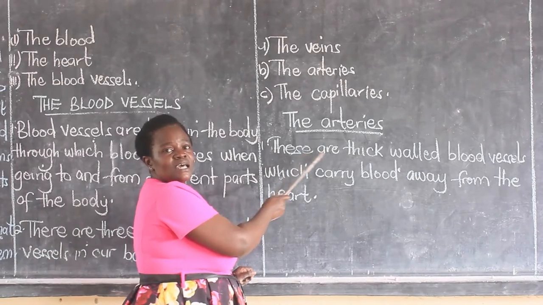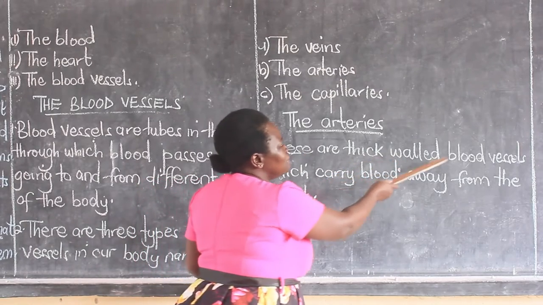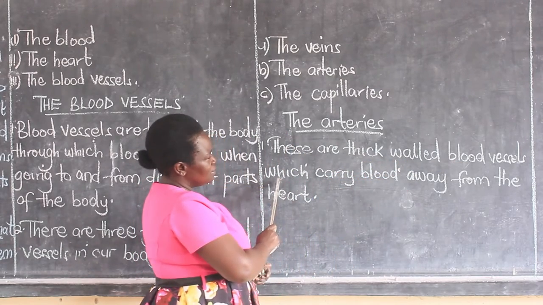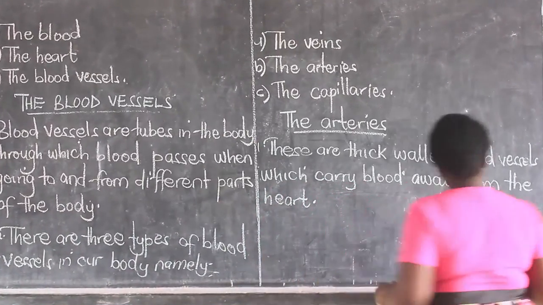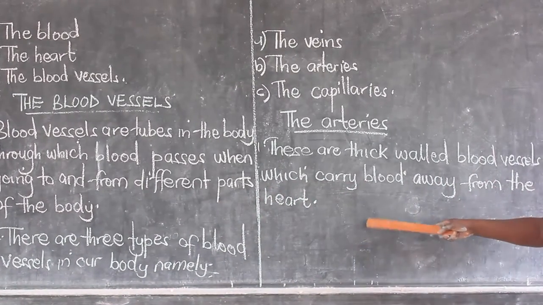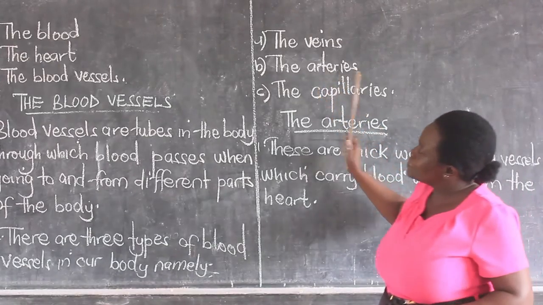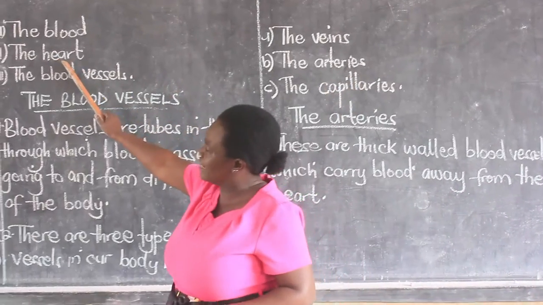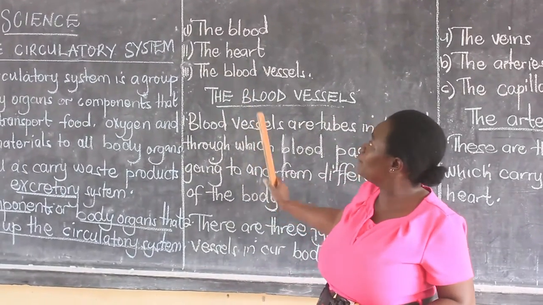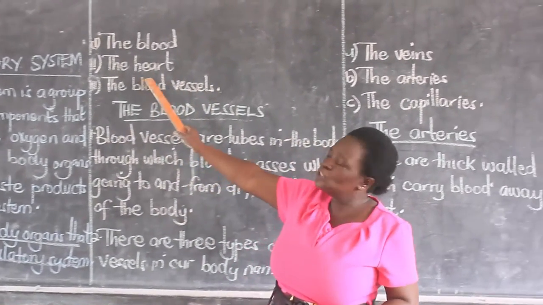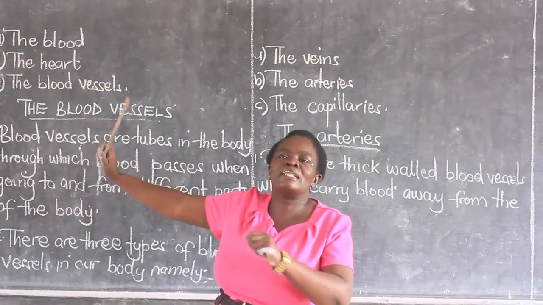Arteries, these are thick walled blood vessels which carry blood away from the heart. We have already looked at the heart as one of the core organs that makes up the circulatory system. Don't worry, in the time to come, in the other lessons, we are going to learn about the heart. We shall look at the details.